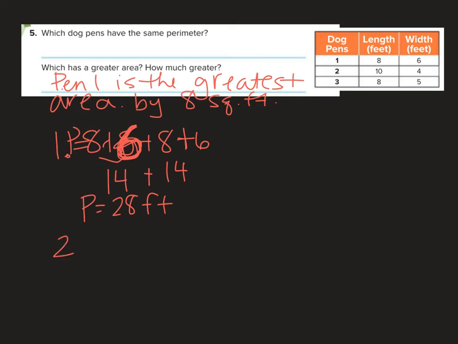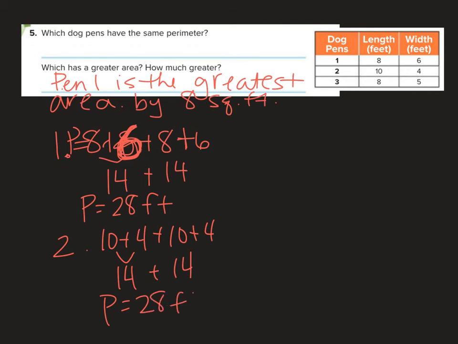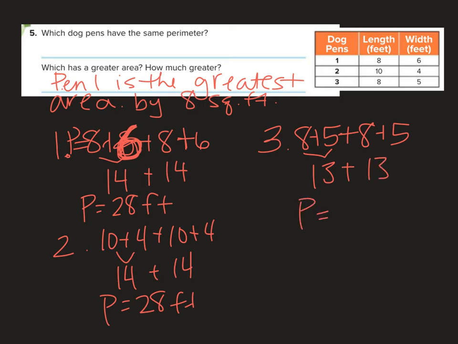For pen 2, I need to do 10 plus 4 plus 10 plus 4, which is again 14 plus 14. And the perimeter is 28 feet. How about that? All right, pen 3. 8 plus 5 plus 8 plus 5. Okay, 8 and 5 makes 13. 13 and 13 makes a perimeter of 26 feet.